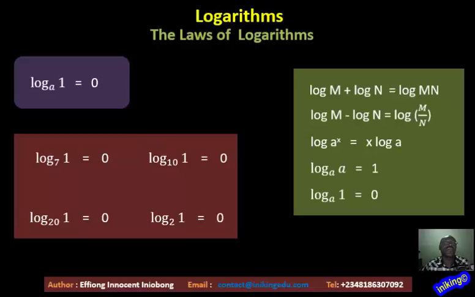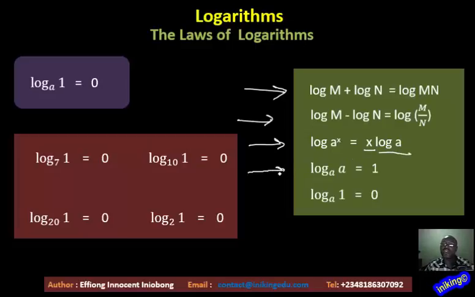So far, those are all the laws we have considered. The first one says that the logarithm of m plus the logarithm of n is equal to the logarithm of m times n, all to the same base. The logarithm of m minus the logarithm of n is simply the logarithm of m divided by n to the same base. The third one says that for the logarithm of a number raised to some exponent, the exponent can simply go to the back, and we have it as x times log a.